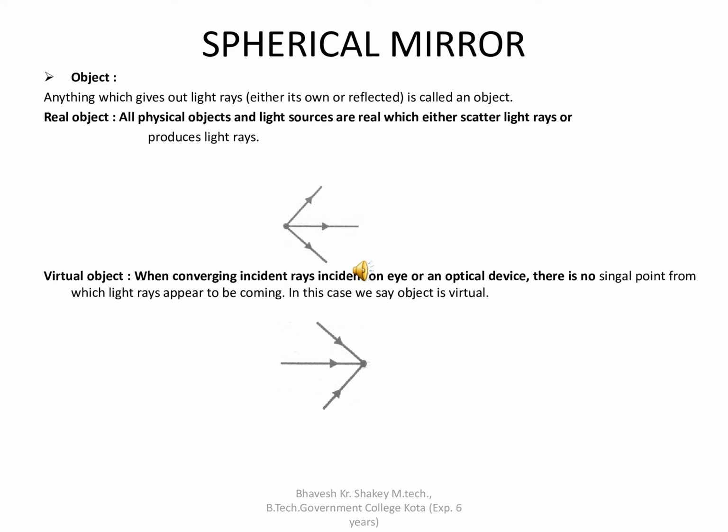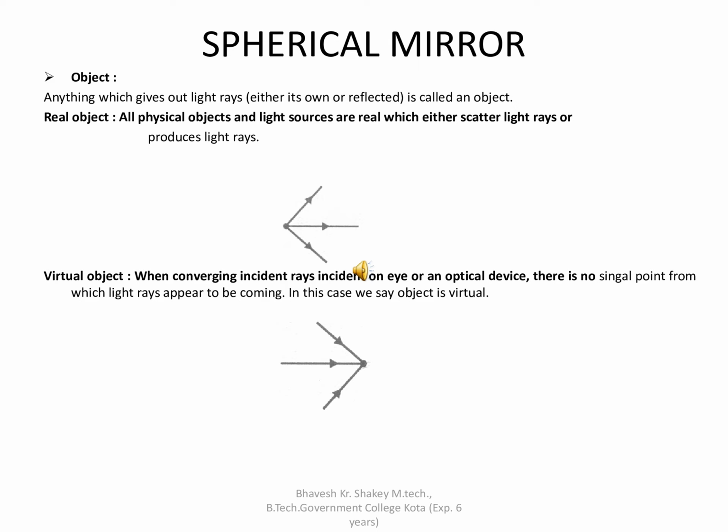Anything which gives out light rays, either on its own or reflected, is called an object. Objects we classify into two parts: real object and virtual object. So what is a real object? All physical objects and light sources are real, which either scatter light rays or produce light rays. So any source which gives light, we consider it as a real object.